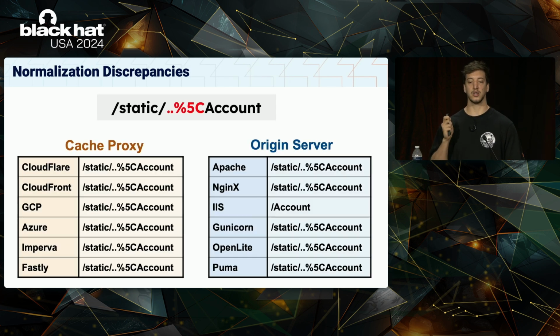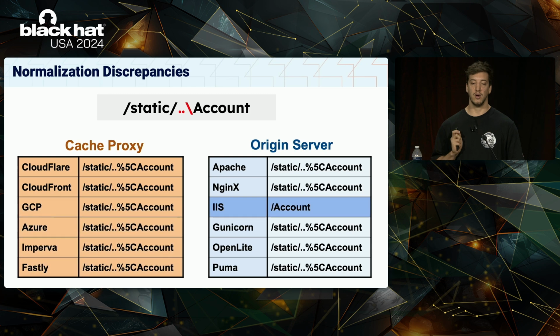Now, I also found that there's a normalization discrepancy between IIS and any other CDN, and that's because IIS is the only one that is normalizing backslashes. So when we send something like the request that we see in the slide, IIS is going to consider this as account. However, all the CDNs that we see in the slide are going to think that this starts with static, and therefore that this should be stored in the cache.